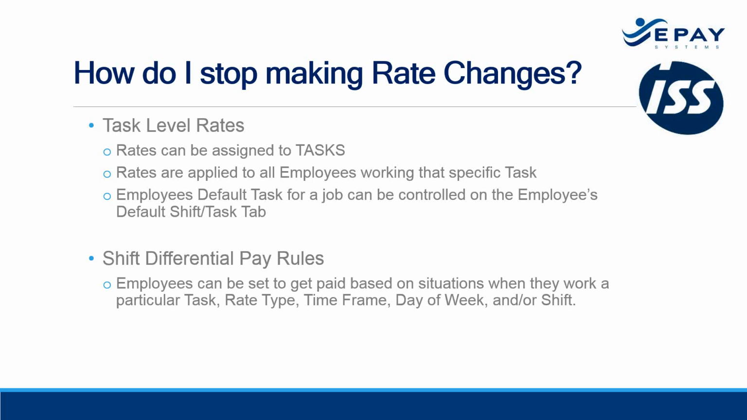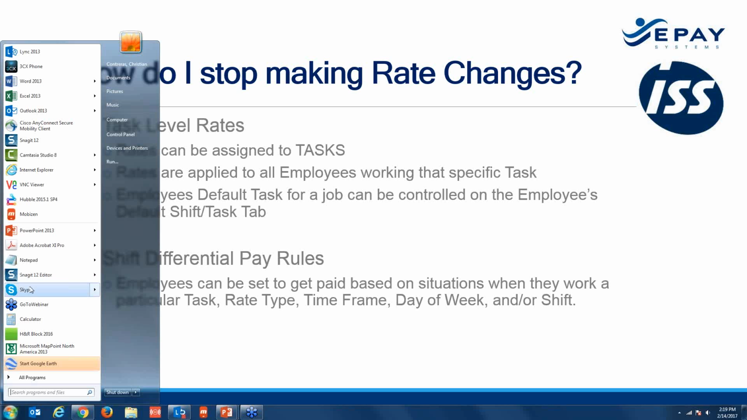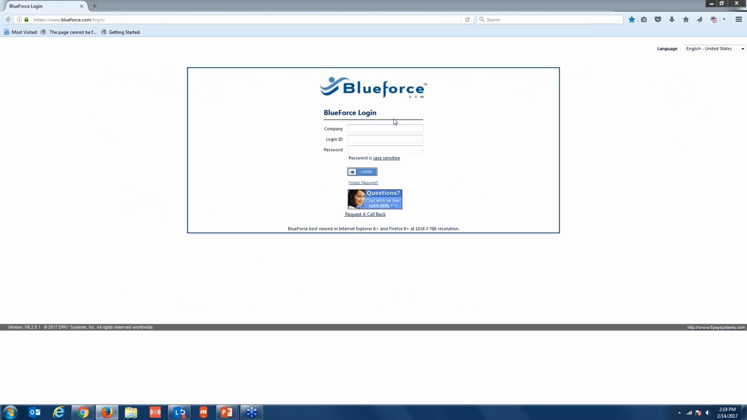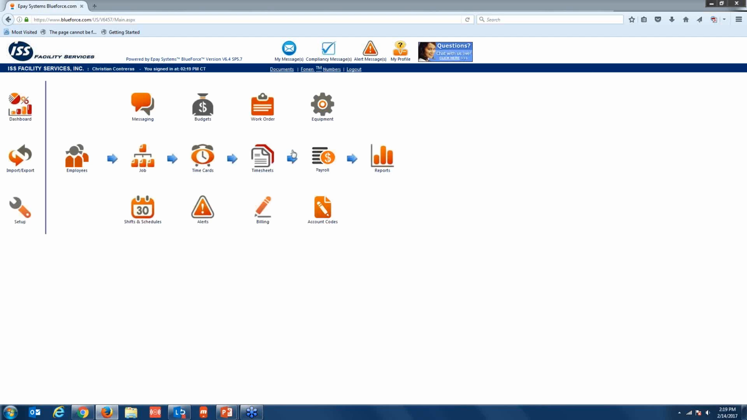Now, one thing I pointed out is my third bullet point under task level rates: the employee's default task for a job can also be controlled from the employee's default shift and task tab. Now, there is a tab in there, and for the sake of this conversation, I'm going to pause for 1 second and pull up Blueforce. I'm going to show you this a little bit in depth so you can see how this is going to possibly help some of you.